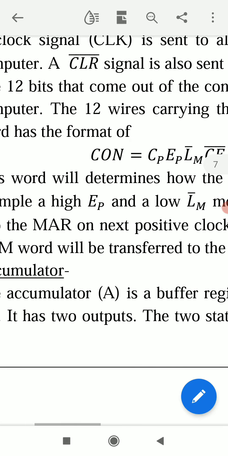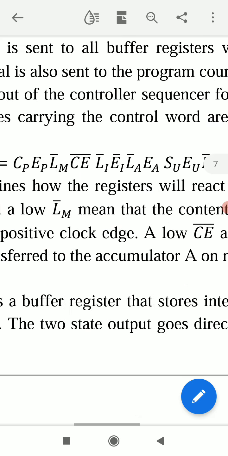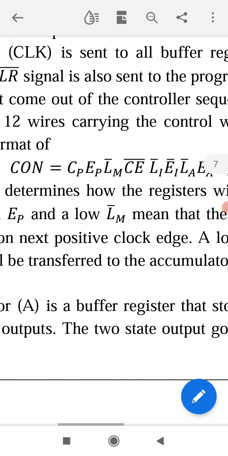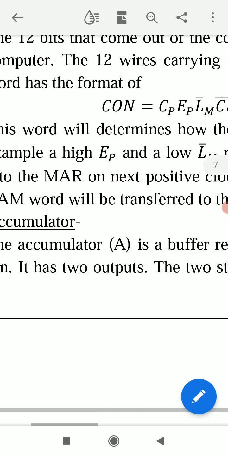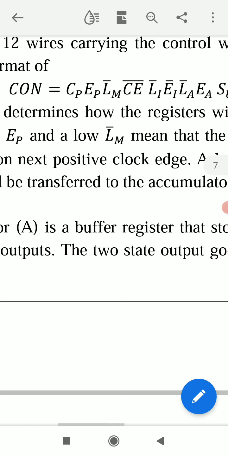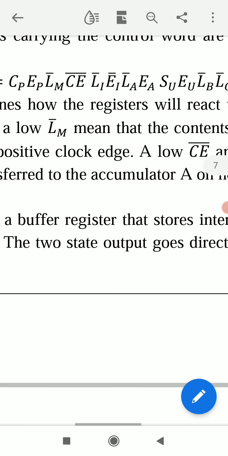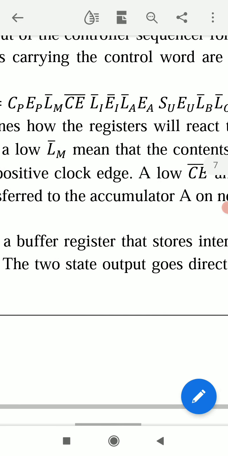The 12 bits that come out of the controller sequencer form a word controlling the rest of the computer. The 12 wires carrying the control word are called the control bus. The control word has the format of this: CON, control word. It is a 12-bit word. The 12 bits are CP, EP, LM bar, CE bar, LI bar, EI bar, LA bar, EA, SU, EU, LB bar, LO bar.